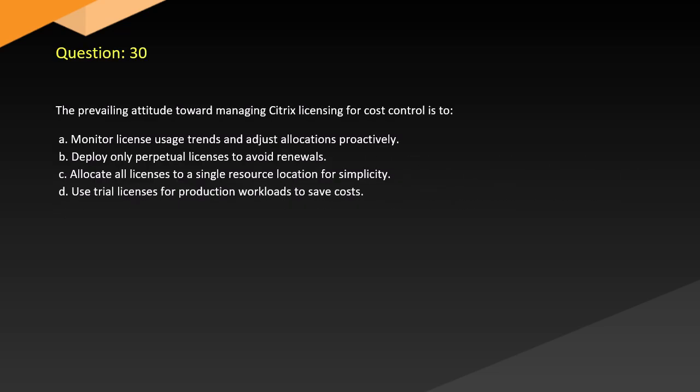Question 30. The prevailing attitude toward managing Citrix licensing for cost control is to: A. Monitor license usage trends and adjust allocations proactively. B. Deploy only perpetual licenses to avoid renewals. C. Allocate all licenses to a single resource location for simplicity. D. Use trial licenses for production workloads to save costs.